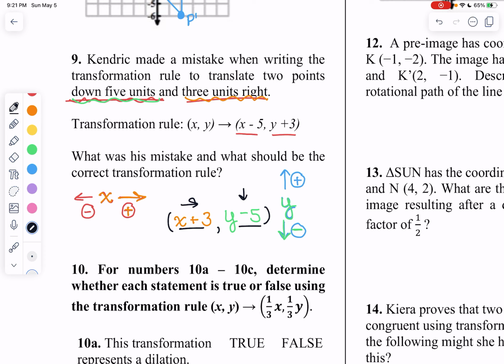What did he do wrong here? Well, it looks like he just mixed it up. It looks like he subtracted from x. If we subtract from x, this would bring me to the left 5. And he added to y, which would actually bring us up 3, okay? That was his mistake, is he put the -5 and the +3 in the wrong places.